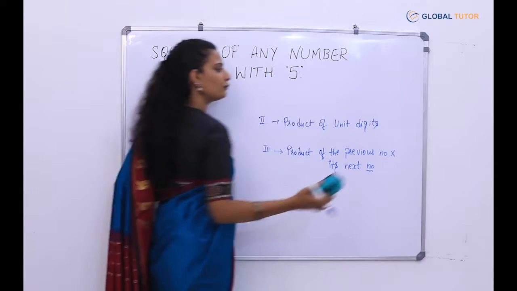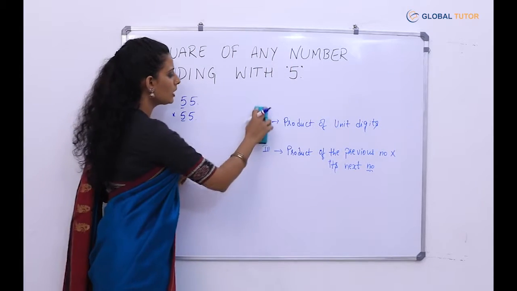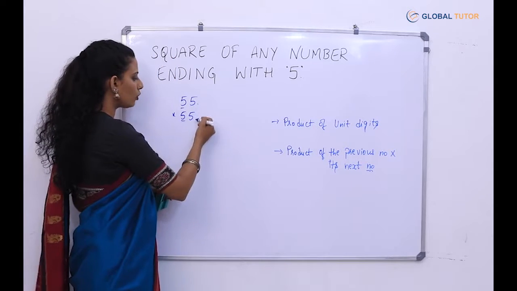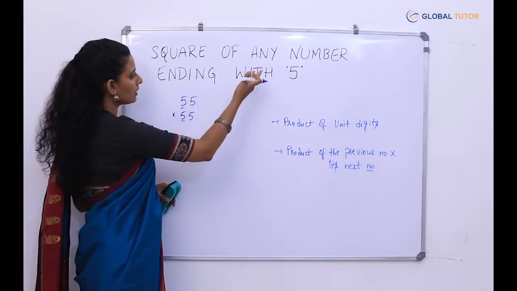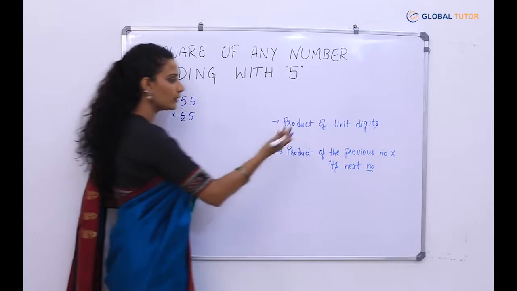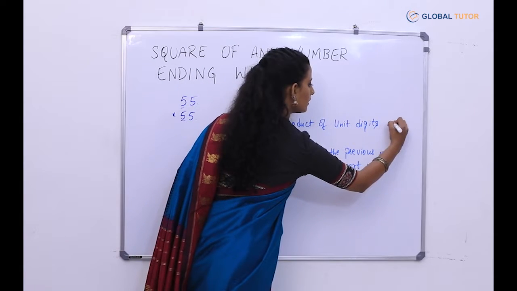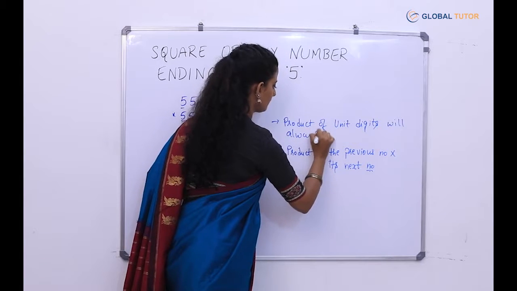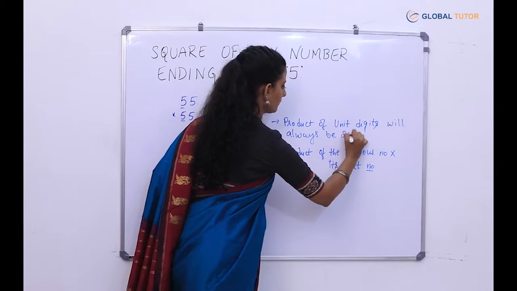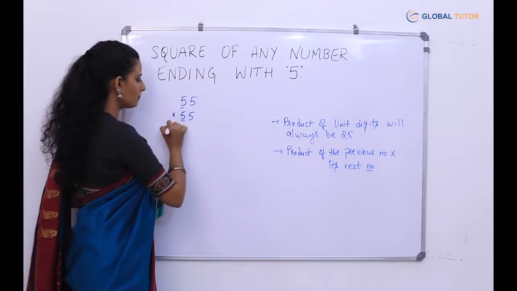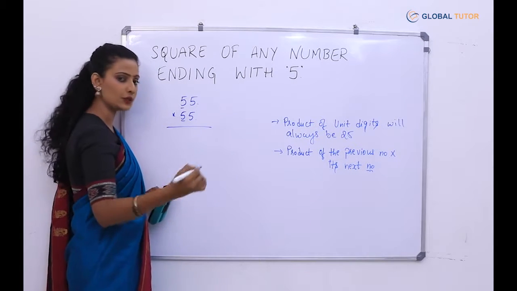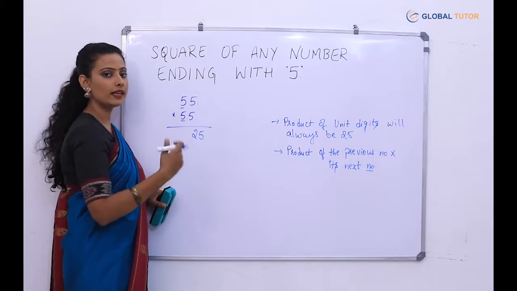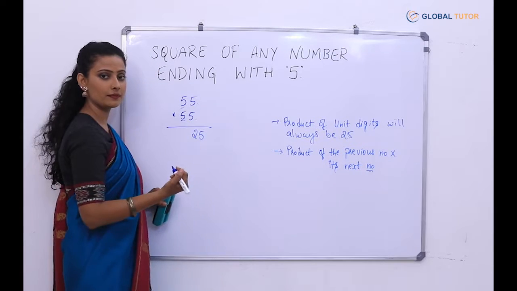So now what will be the first step? The first step will be the product of unit digits. Since it is 5 always, because we are doing it for a number ending with 5, it will always be 25. So here in this example 5 into 5 will be 25. This applies for any such questions.